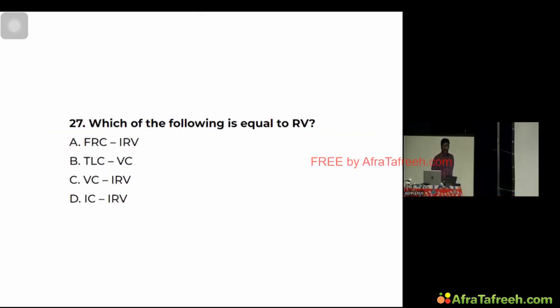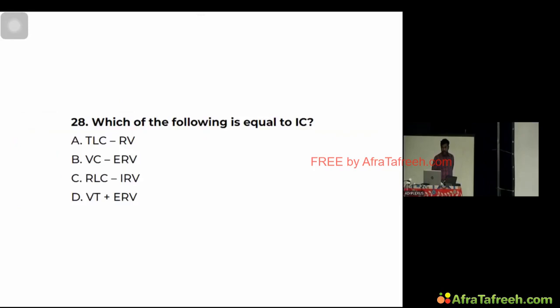It should be B, TLC minus VC. VC minus ERV. Okay, VC I told you white. In ITE, if you cut E, it is IT. IT is IC.